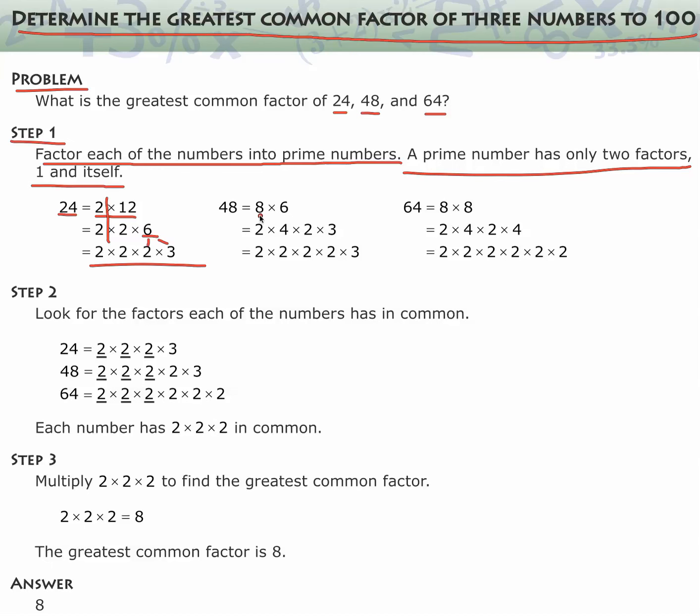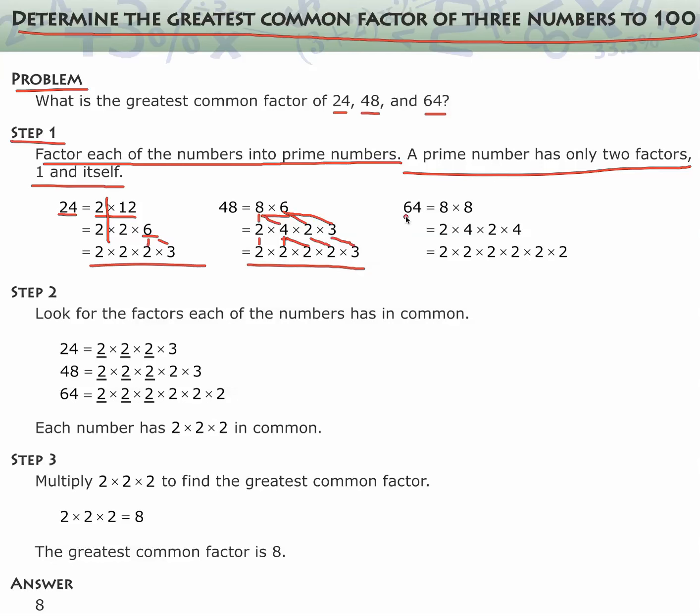Let's go to 48. 8 times 6. Okay, now we got 2 times 4 times 2 times 3. Are all these prime numbers? No, 4 is not a prime number. So we got to break that down. 4 is 2 times 2, so we get 2 times 2 times 2 times 2 times 3. So now these are all prime numbers.